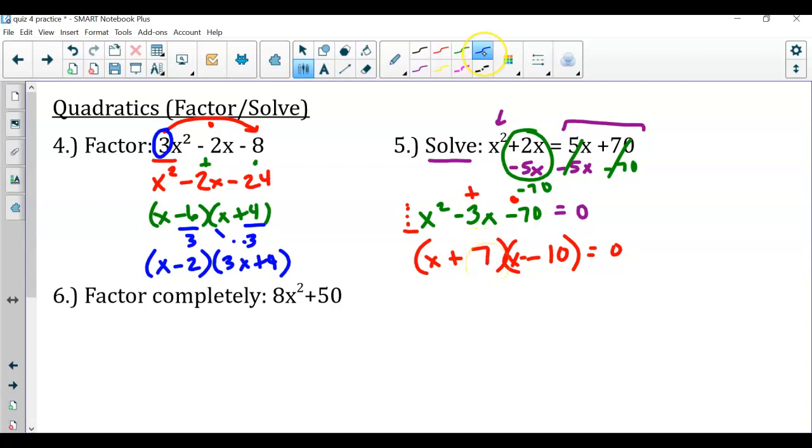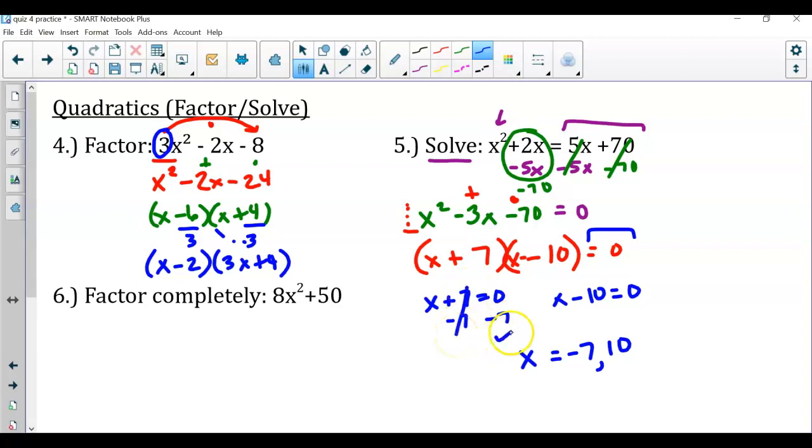Then we are solving because this is equal to 0. So remember, that's the same as x plus 7 is equal to 0 and x minus 10 is equal to 0. That's why here our answers are negative 7 and positive 10. Because if you were to solve, I would subtract 7 from both sides. So there's my negative 7. And here I would add 10 to solve for x. And there is your positive 10.